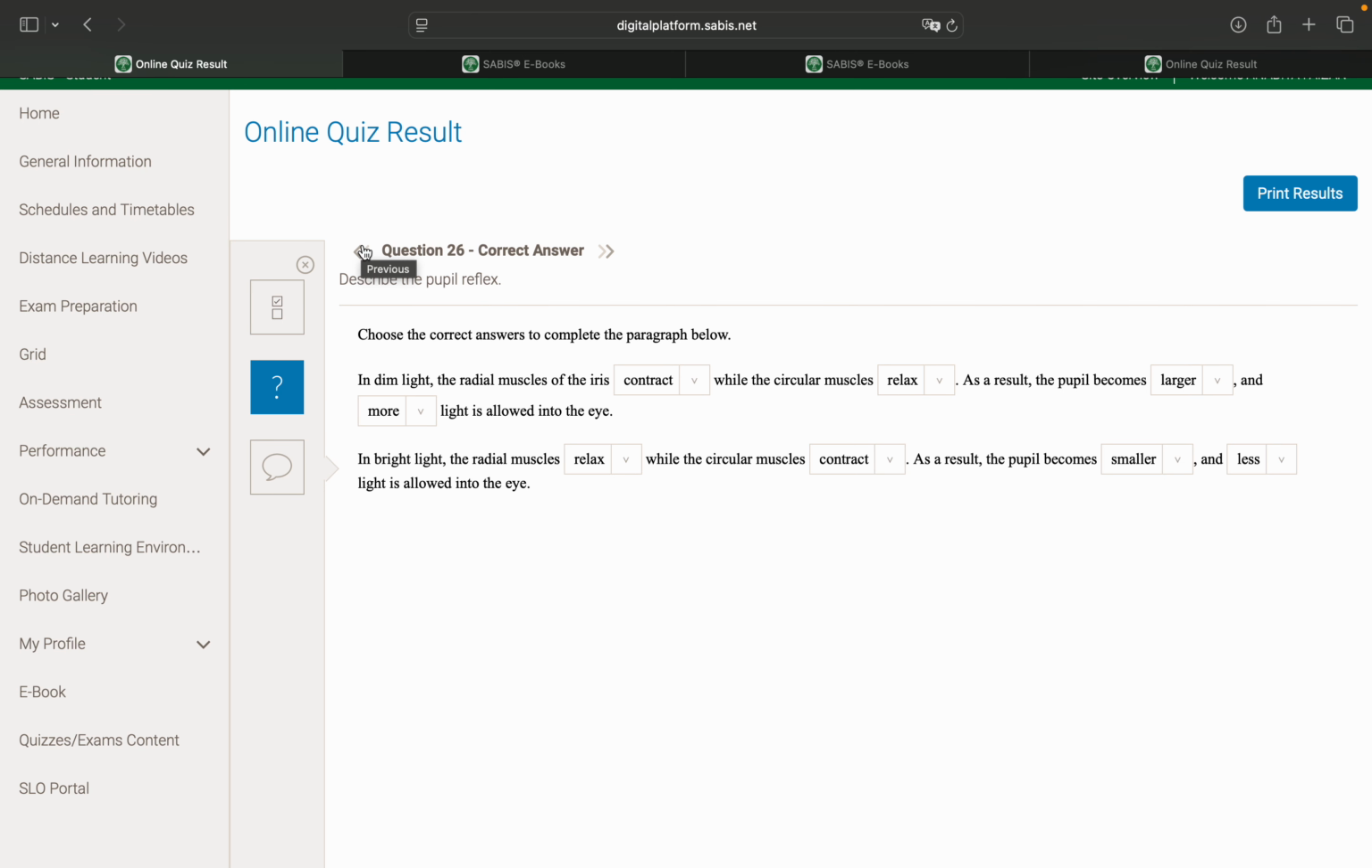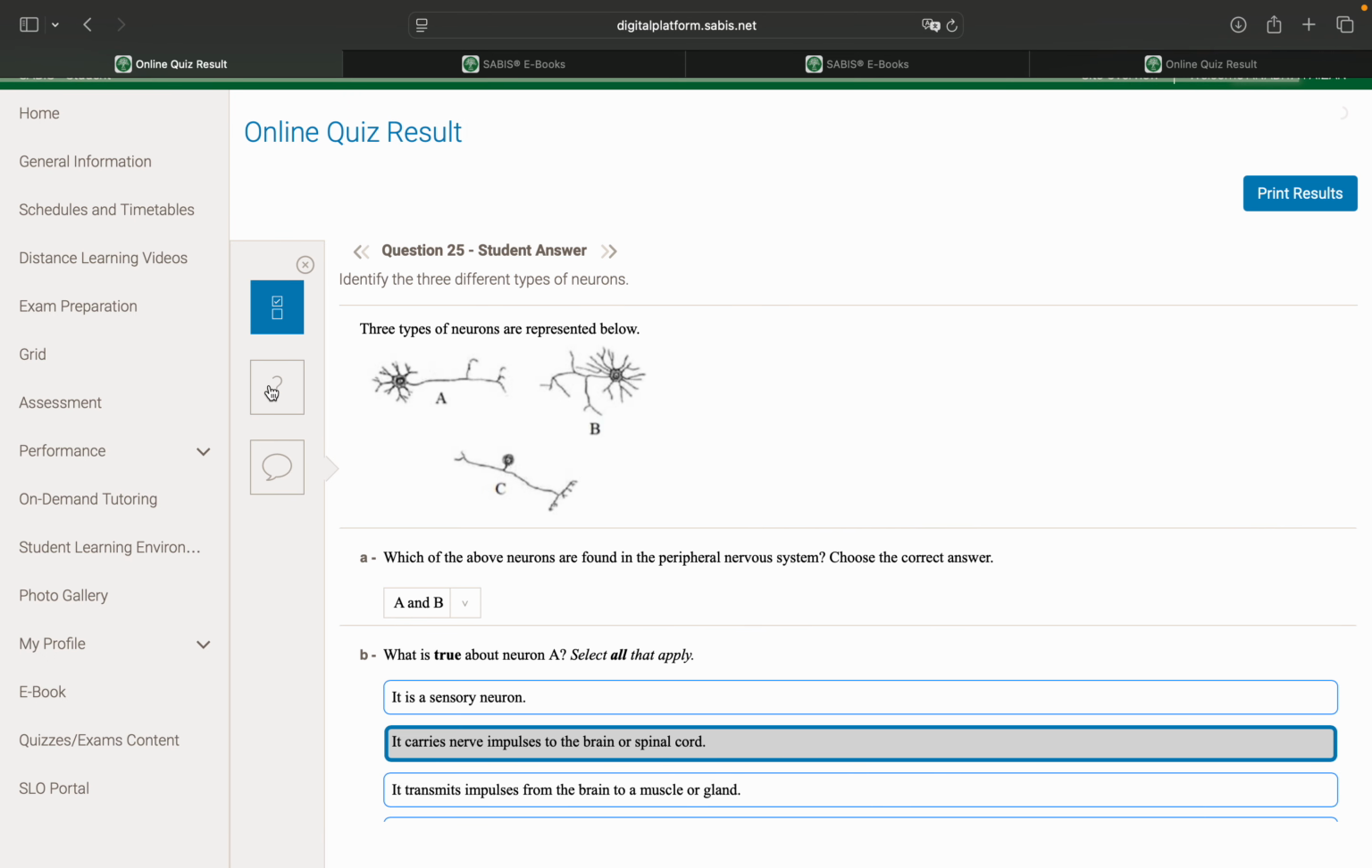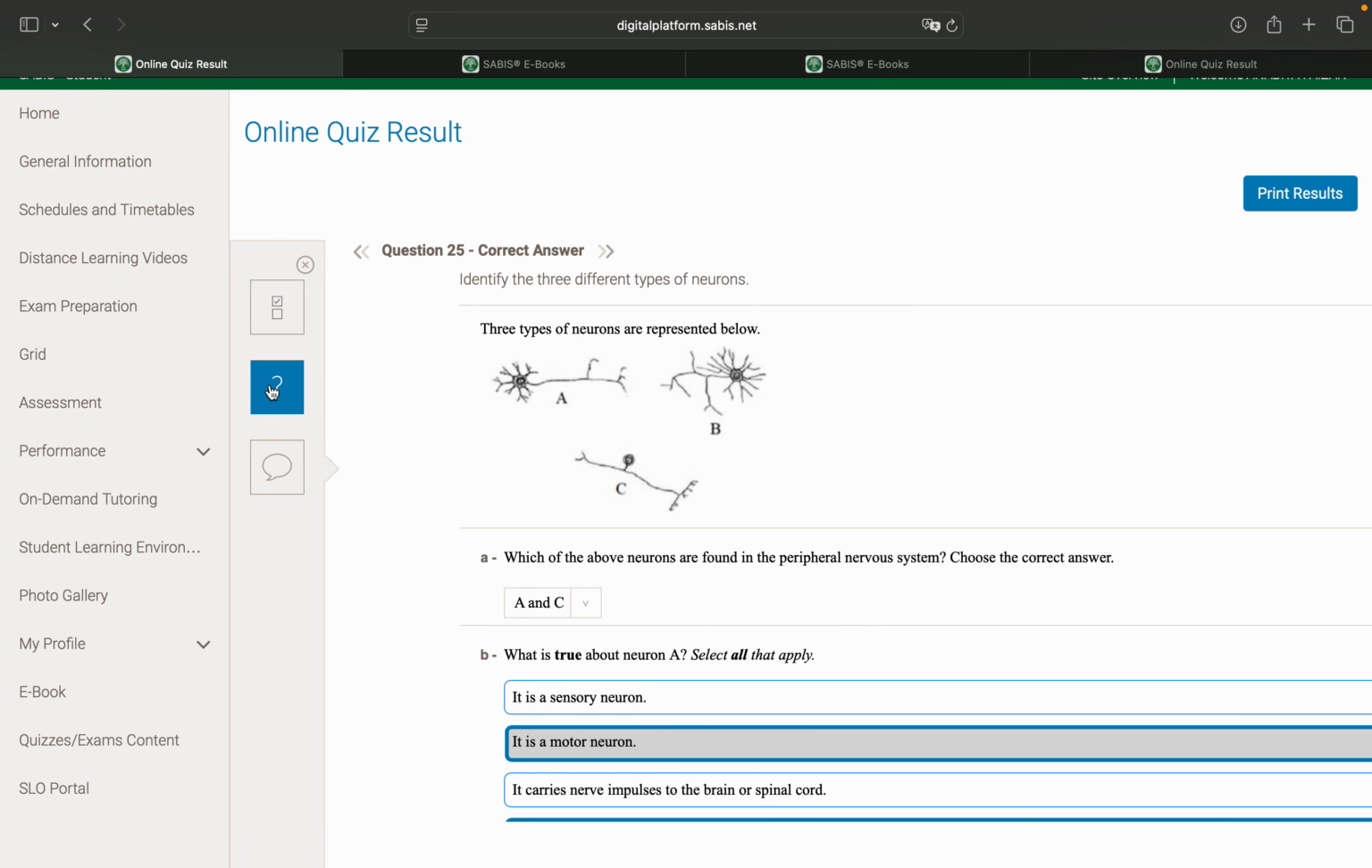Okay, so in dim light, the radial muscles of the iris contract while the circular muscles relax, and as a result, the pupil becomes larger and more light is allowed into the eye. In bright light, however, the radial muscles relax while the circular muscles contract. As a result, the pupils become smaller and less light is allowed into the eye. So this is just pupil reflex.